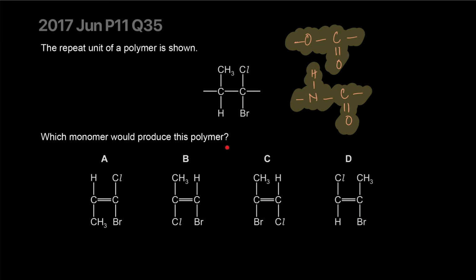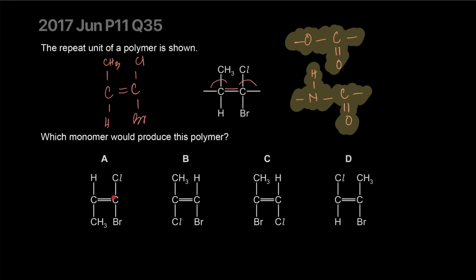Which monomer would produce this polymer? Taking a closer look at this, this opened up here. This is the repeating area. So there was an original double bond over here because it opened up like that. So essentially we're looking for a carbon with a double bond. That's the center two carbons I drew. The left one has a CH3 and a hydrogen. The right one has a Cl and a bromine. See if we can find that. And this looks very similar to our answer.